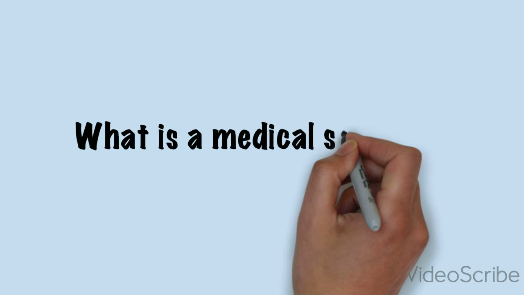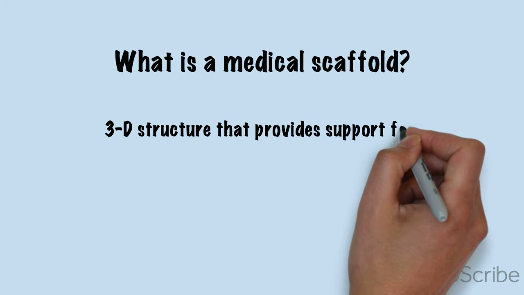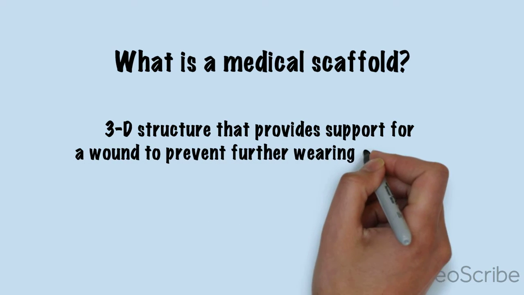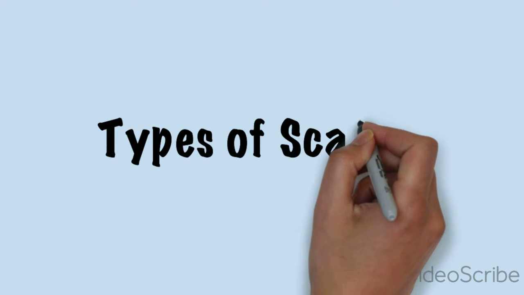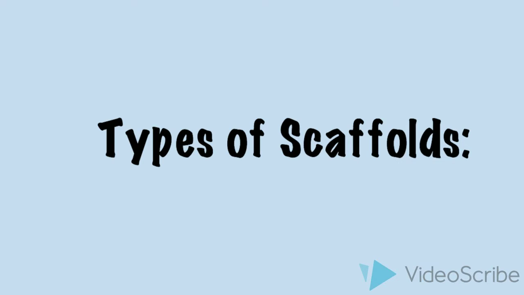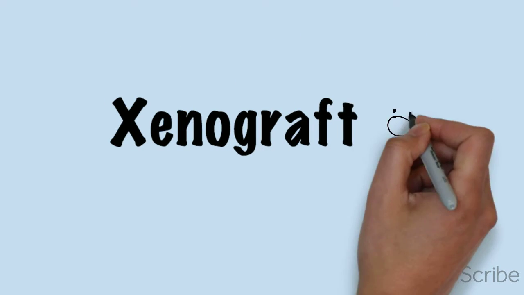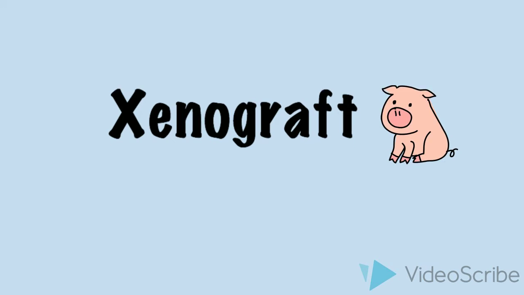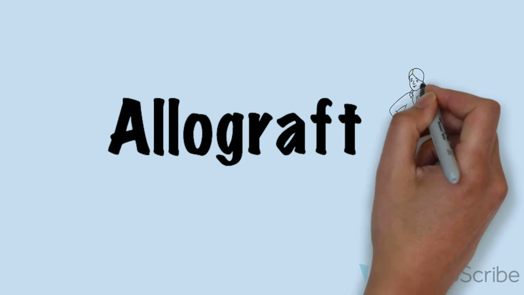So what is a medical scaffold? A medical scaffold is a 3D structure that provides support for a wound and prevents further wearing and tearing. Well, what kinds of ECM scaffolds are there and how are they derived? There's a plethora of different kinds of ECM scaffolds that could be used on a wound. For example, a xenograft, which is materials from an animal, or allografts, which is materials from a human.